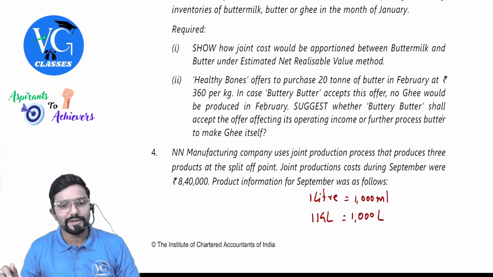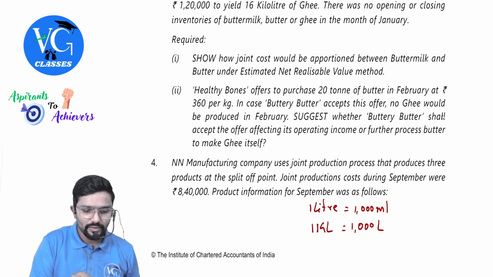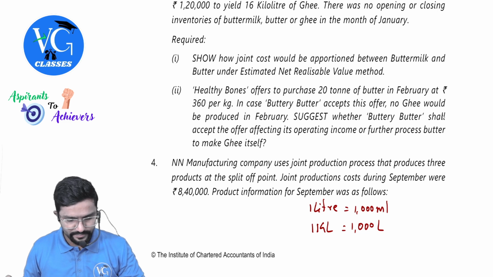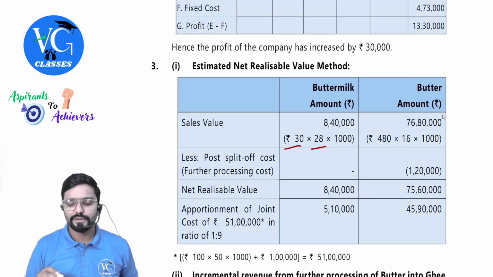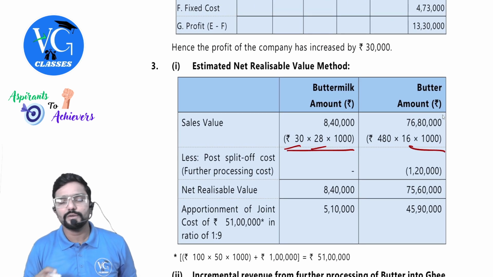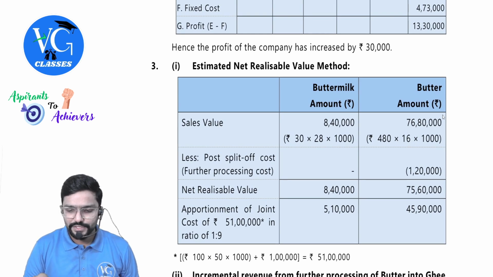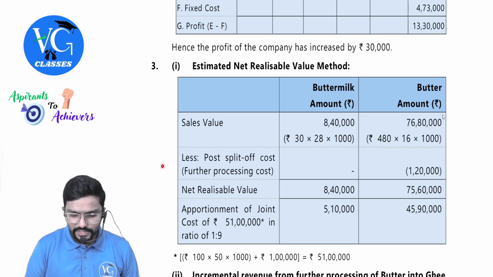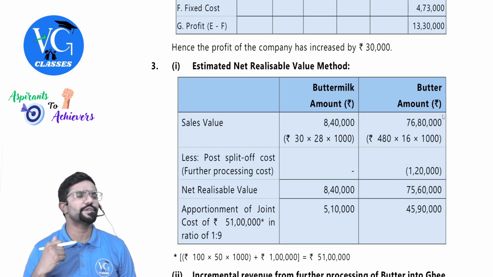Make a note of whatever I have written here. 1 kiloliter is equal to how many liter? 1000 liter. Let us now go. You can observe here that into 1000 is used in both the places. Next, further processing cost. Further processing cost is only given for butter, which is further processed into ghee, guys.